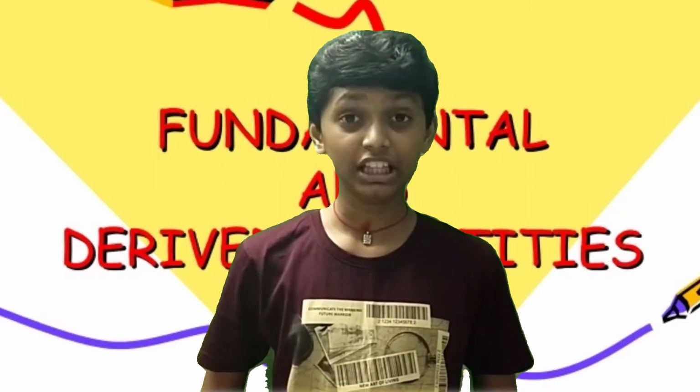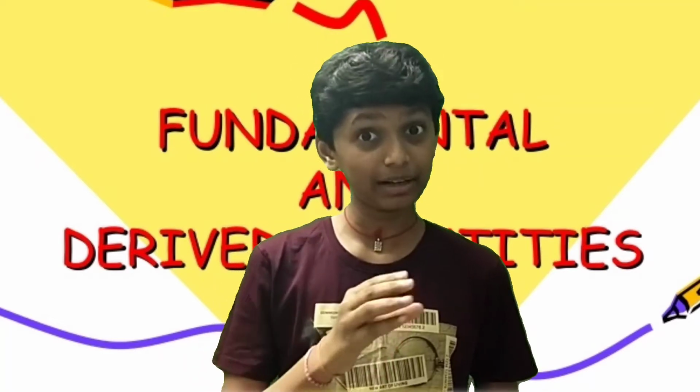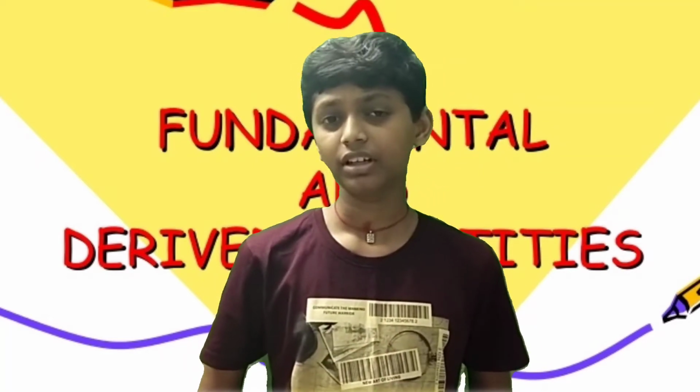In last class, we discussed fundamental physical quantities. Now, in this class, we will discuss derived physical quantities. First, what is a derived physical quantity? A derived physical quantity is a quantity which depends on fundamental physical quantities. There are so many derived physical quantities, for example area, volume, density. Now we will discuss some of the derived physical quantities.